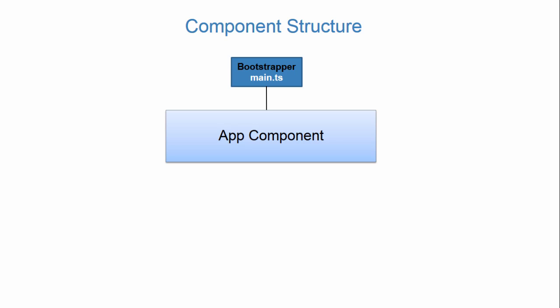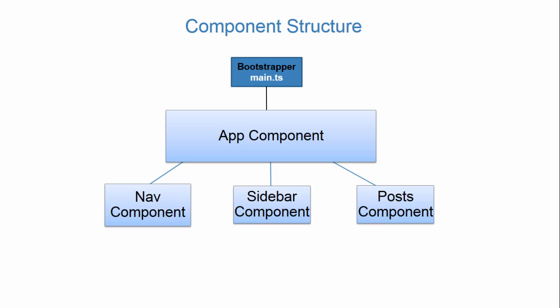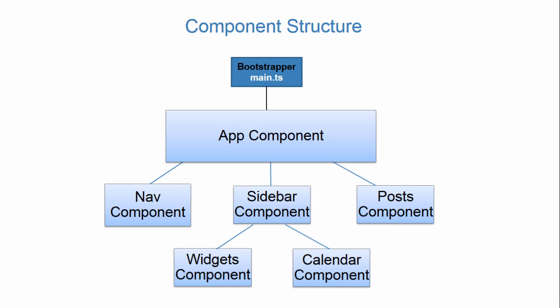For example, we could have a navigation component, a sidebar component, and a post component. Then inside any one of these, we can nest other feature-related components. In this example, we could nest sidebar-related component features to create widgets and a calendar. Then if we wanted to, we could easily reuse our widgets and calendar component in other views.